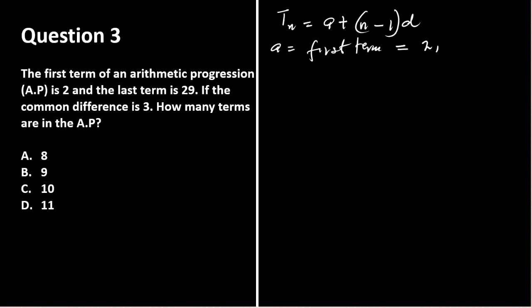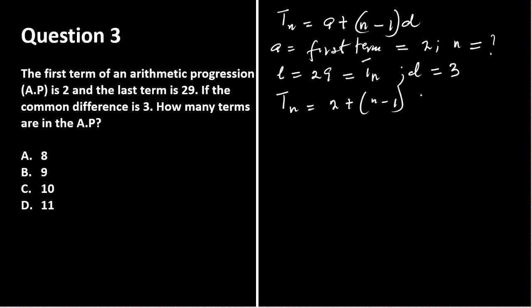As 2. And my n, we've not been given the value of n. The last term of this arithmetic progression, let's call that L, is equal to 29. That's an nth term. You can refer to it as n, or I can refer to it as my Tn. And the common difference is 3, that is D, which is the common difference, is equal to 3. Now, from my formula, my Tn now will be equal to A. A is 2 plus n minus 1 into D. D is 3 is equal to 29.